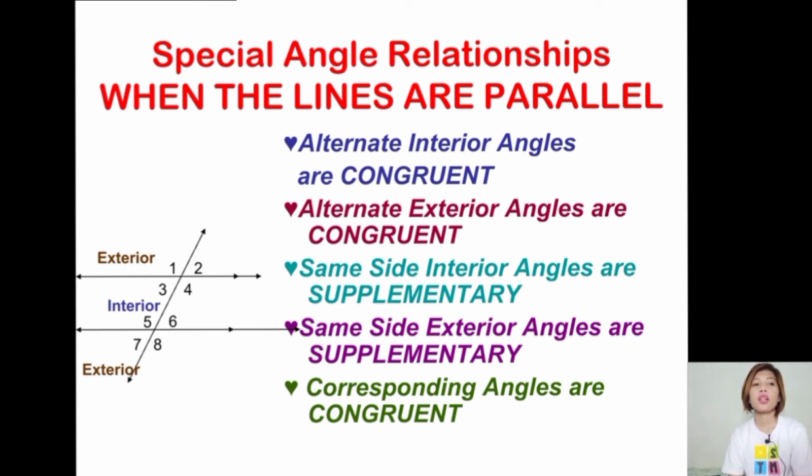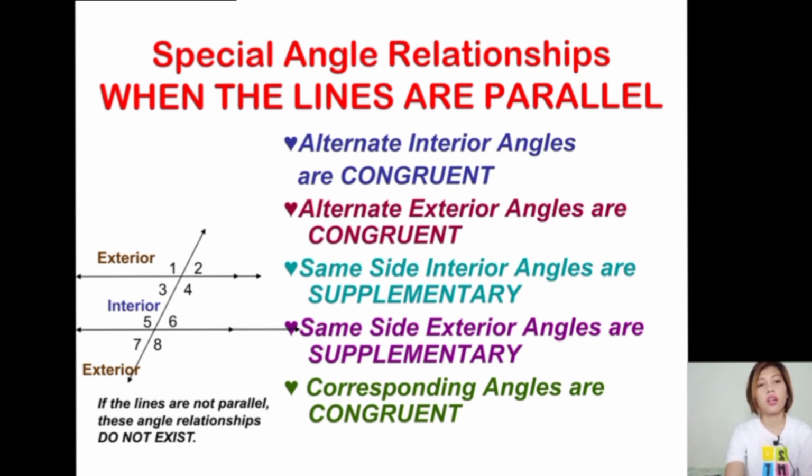So, sa mga angle relationships, halos lahat ay congruent. Maliban lang dun sa same side interior angles and then same side exterior angles because they are supplementary. Okay, remember that if the lines are not parallel, hindi po natin ito pwede gamitin. Okay, kailangan po parallel yung lines na kinat ng transversal. So, yan po yung summary ng special angle relationships when the lines are parallel.